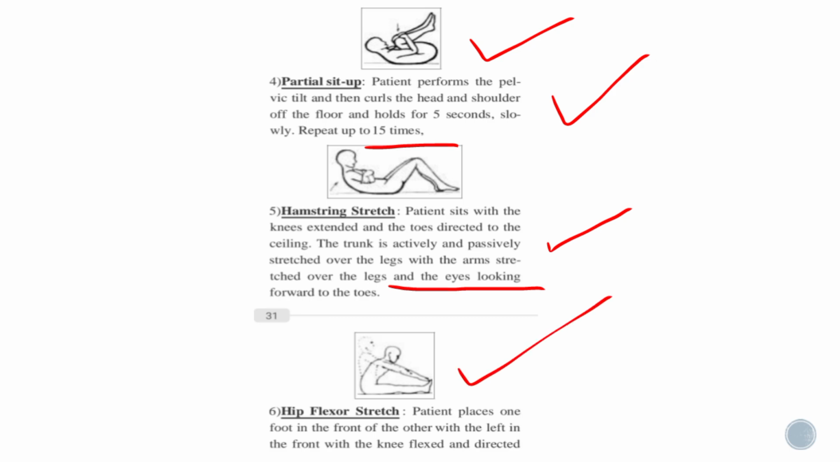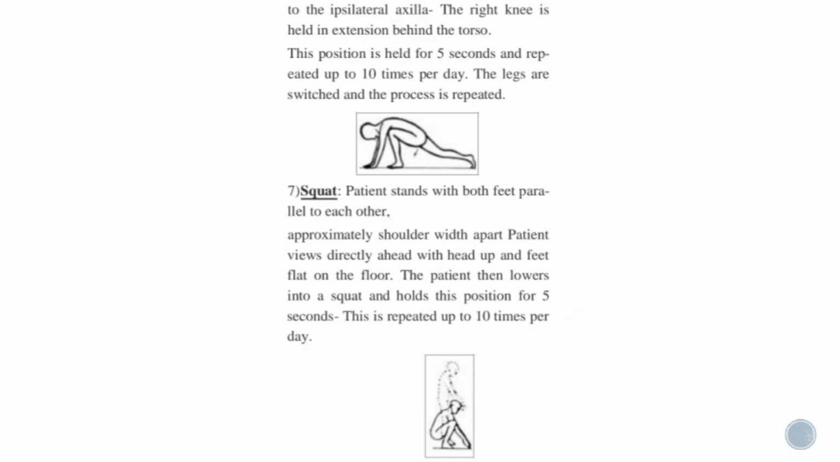Hip flexor stretch. The patient places one foot in front of the other with the left leg in front, with the knee flexed and directed to the ipsilateral axilla. Here you can see the right knee is held in extension behind the torso. Hold this position for 5 seconds and do it 10 times a day. The legs are switched and the process is repeated. Do it for the right leg and then go for the left leg.